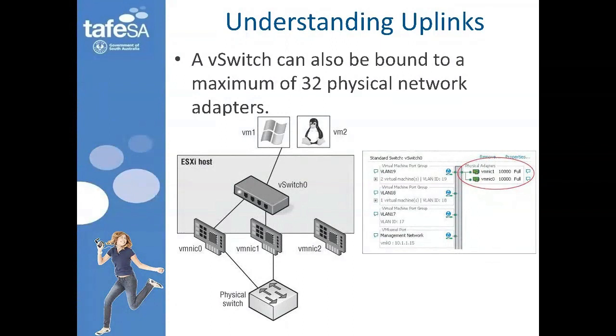A virtual switch can also be bound to a maximum of 32 physical network adapters. Don't worry about the number, because every time there's a new version change, the numbers might change, just like the amount of RAM you can have on a virtual machine. It always changes based on different versions. But in this case, you've got two physical network adapters as uplinks for the same virtual switch, and they're plugged into this physical switch, and you can see it's represented like that.